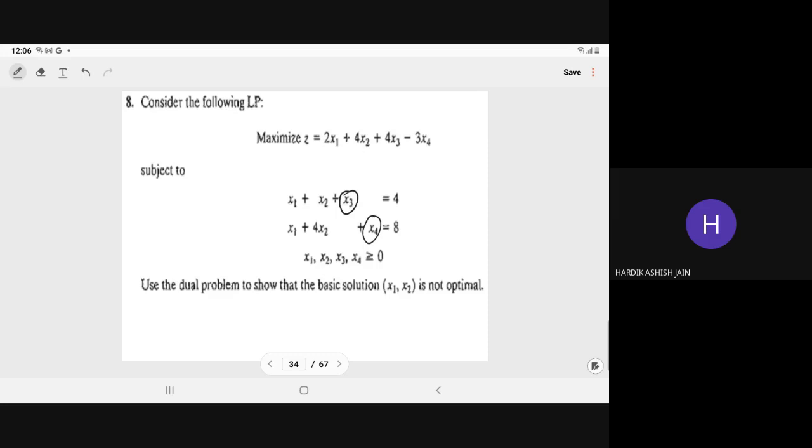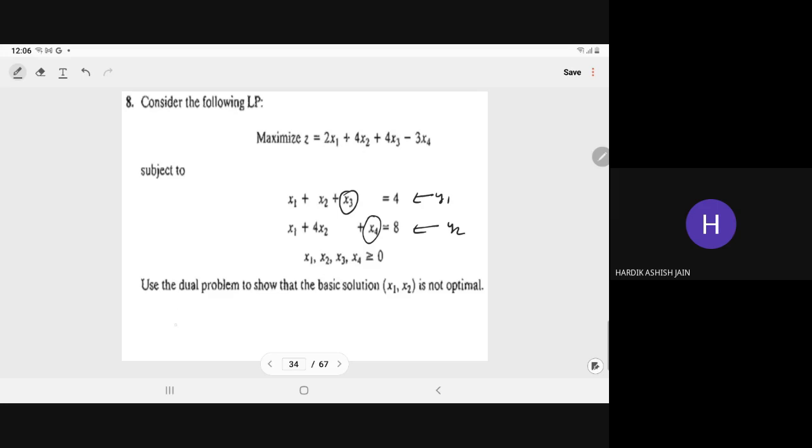Use the dual problem to show the basic solution x1 x2 is not optimal. So they are saying that if you take the basis of x1 x2, that is not optimal. So first, if you write its dual problem, what will be the dual?